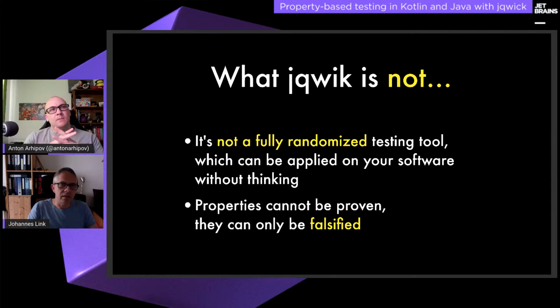Property-based testing is like the scientific method for testing, because a property is a hypothesis, if you want, and the framework jqwik is trying to disprove it, to falsify it. Having a green property just means it has not yet found a falsifying sample. So you should be aware of that.